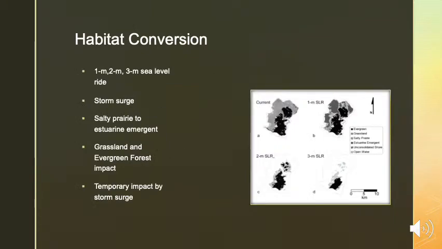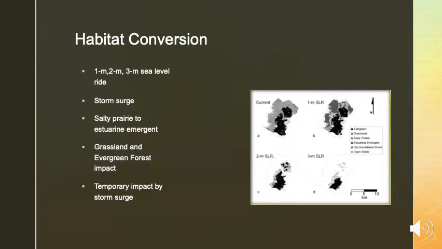March et al. 2012 created a model to predict habitat change along 2 coastal wetlands on the Gulf of Mexico in regards to rising sea levels and storm surge events. In both sites, a 1-meter sea level rise converted the land from a salty prairie to estuarine emergent, either by half or completely. Under a 3-meter sea level rise, the grasslands and evergreen forests were converted by over 40%, or 70%.